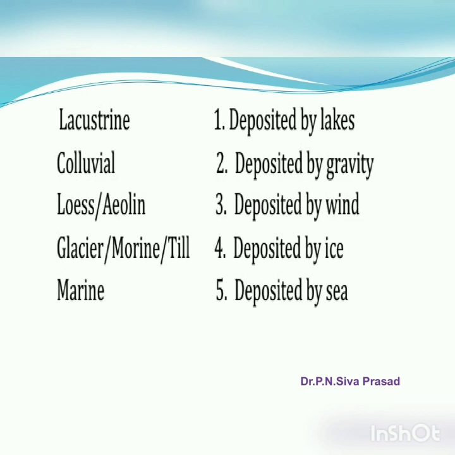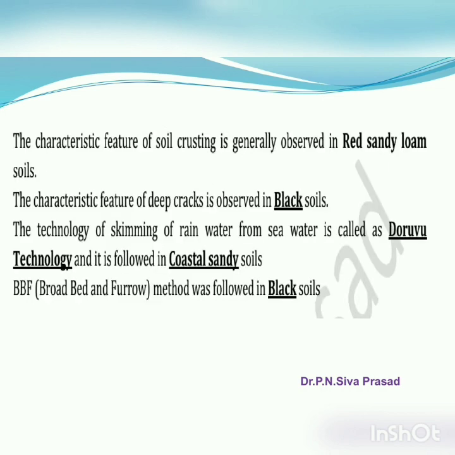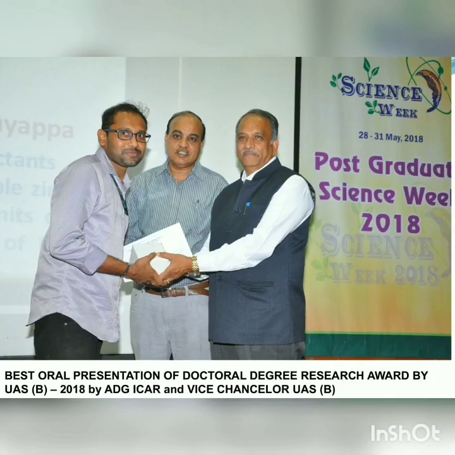If parent material is deposited by gravity, it is colluvium. If parent material is deposited by sea, marine. If it is by ice, glacial, moraine or till. Largest area in India is occupied by alluvial group of soils, whereas inceptisols is the highest occupied order. Deep cracks are seen in black soils. Soil crusting is seen in red sandy loam soils. Broad bed and furrow method is followed in black soils.